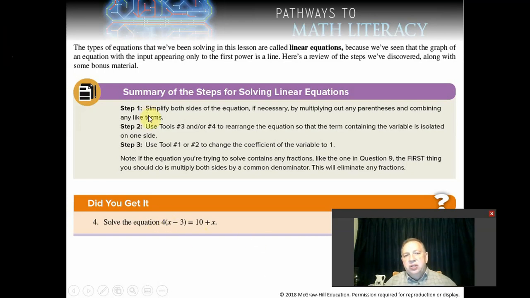Here, this is what they would say. 4x minus 12 is equal to 10 plus x. I would want to subtract x from both sides. So that would be 3x. Add 3 to both sides. That would be 3x is equal to 13. And then I would divide both sides by 3. So x is equal to 13 over 3.